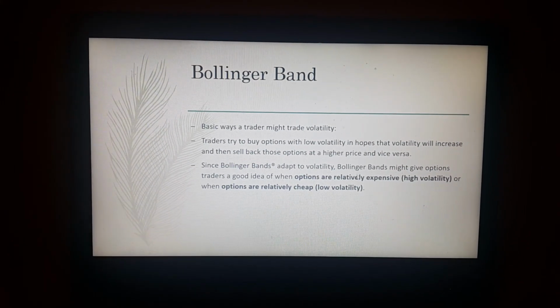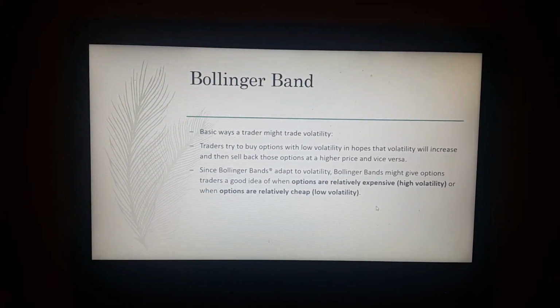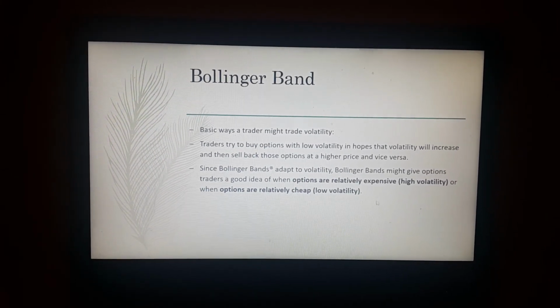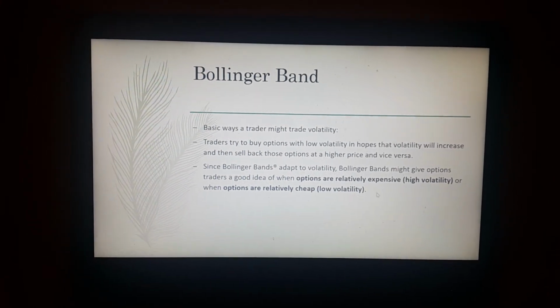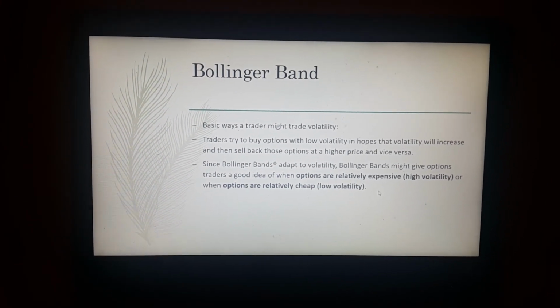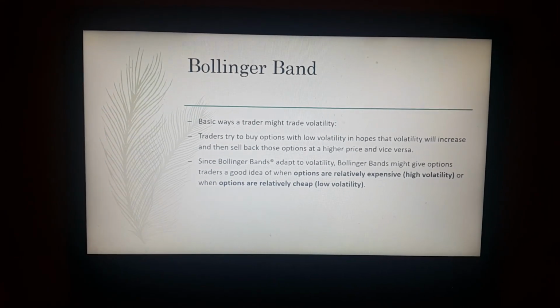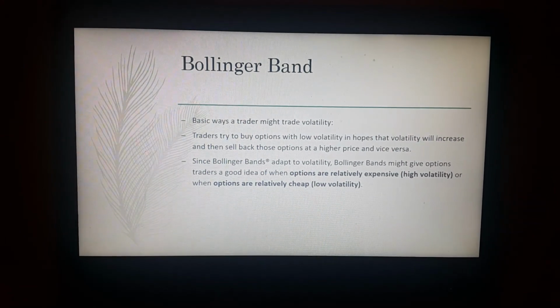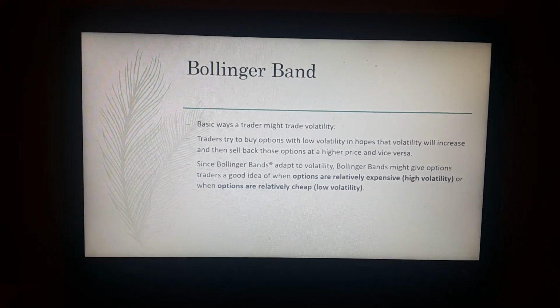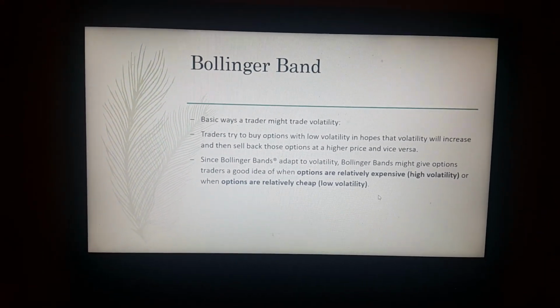The basic way a trader might trade volatility is that the trader tries to buy options with low volatility in hopes that volatility will increase, and then sell back those options at a higher price, and vice versa. Since Bollinger Band adapts to volatility, Bollinger Band might give an options trader a good idea of when options are relatively expensive, high volatility, or when options are relatively cheap, low volatility.